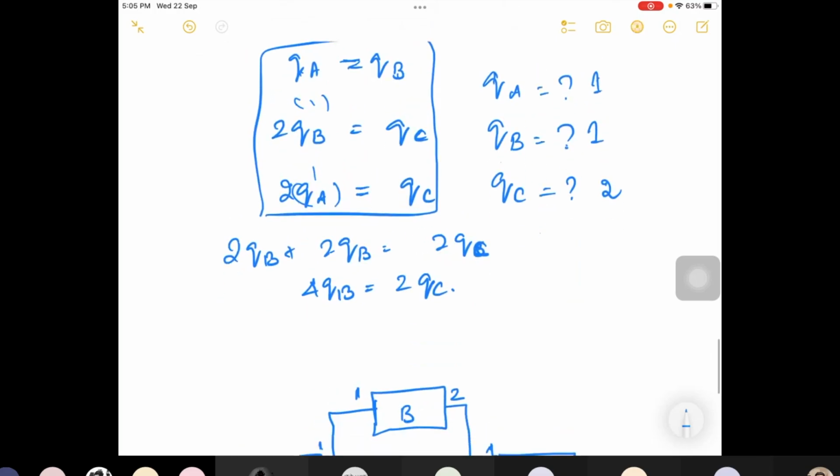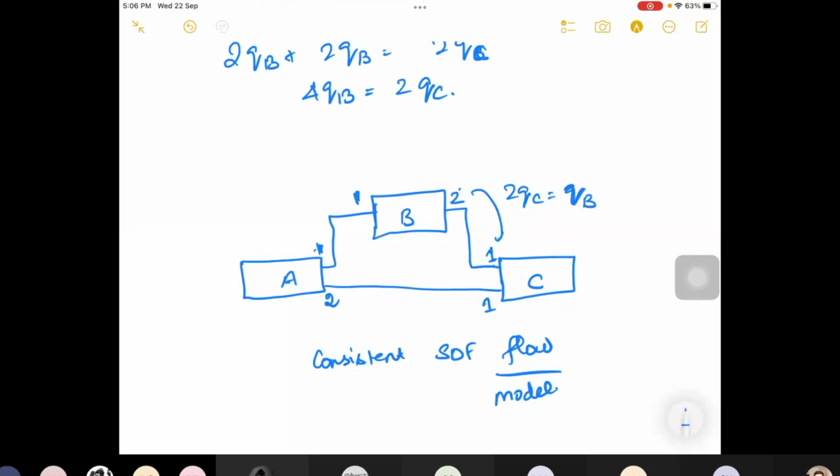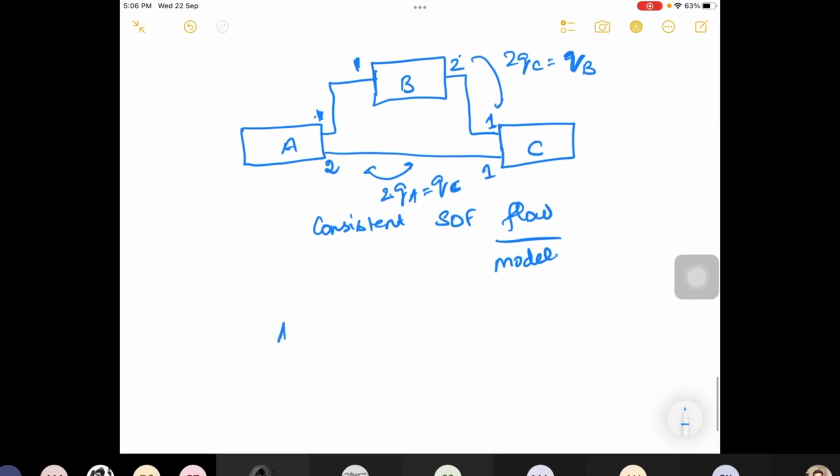Now, as per this value, when QA equal to QB, both the input and the output port will be 1 and 1. Then 2QA equal to QC and 2QB equal to QC. Now, as per the balancing equation, what is the balancing equation? We can say when A and C are two actors, A here and C here, with rates 2 and 1, then what is the number of tokens here?